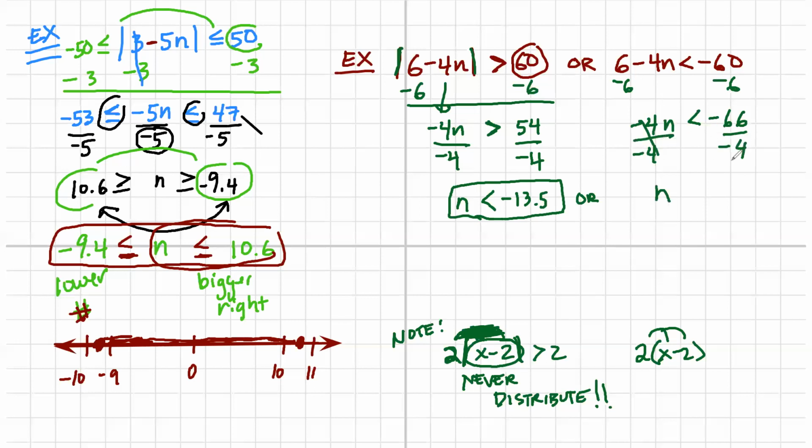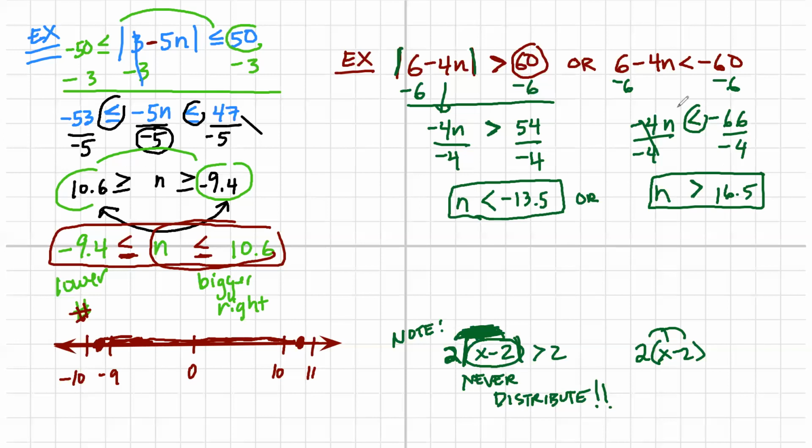Divide by -4. When you divide by that negative, you got to flip the inequality sign the other way. Anytime you divide by or multiply by a negative, which we haven't multiplied a lot yet. 66 divided by 4 is 16.5, positive 16.5. So here are our 2 answers.